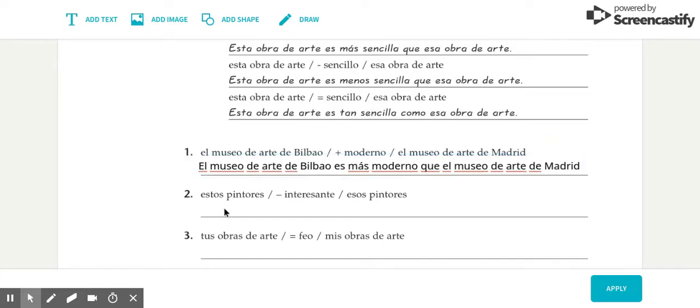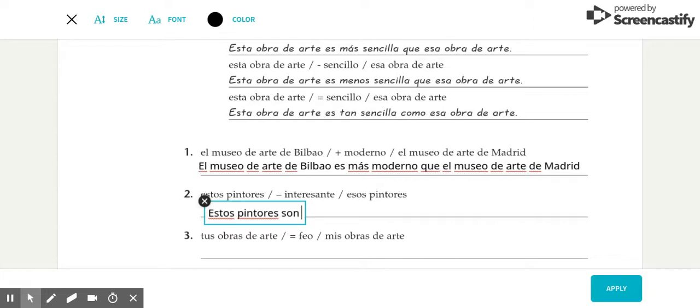Now, look at number 2. Estos pintores, and then we want to say that they're less interesting, right? Menos interesante than those painters, esos pintores. So again, we're going to add text there. And then we start with estos pintores. And then we want to say that they are, right? So it must use son, right? That's more than one painter here.